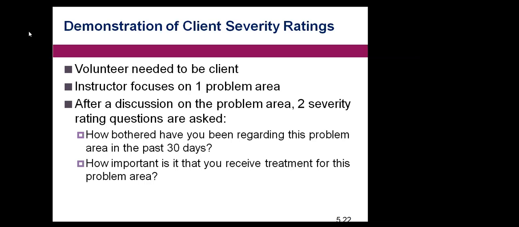How important is it that you receive treatment for this problem area? I may say, well, it's important or not important to me at all. So you look at the severity rating based on the response card that we started with earlier, and then that will guide you to rate the responses objectively.